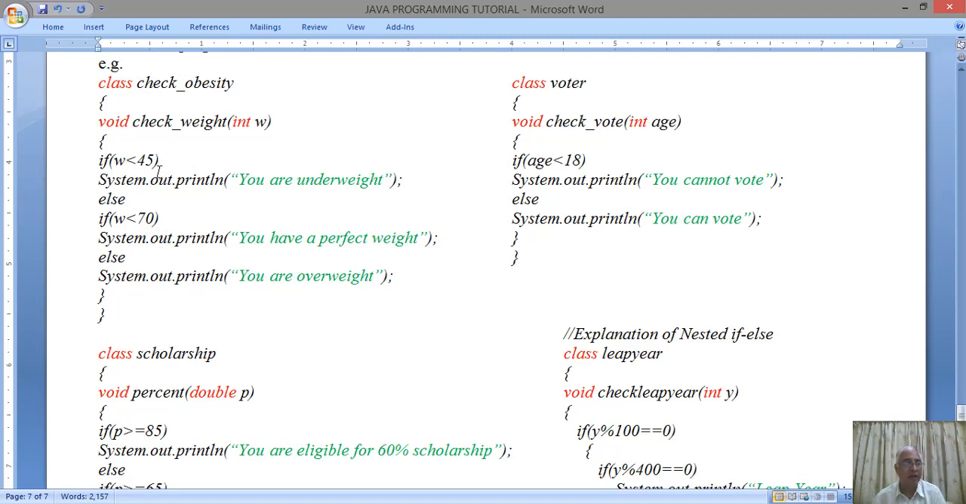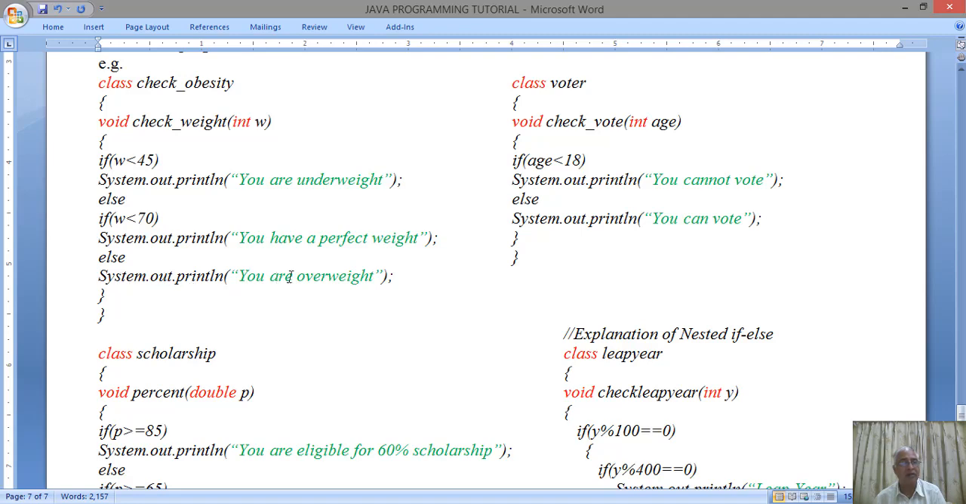Now this program is actually controlling the statement as per the weight of the person. The weight here is less than 45, here less than 70. Else is being used here, which controls the situation between 45 and 70. So this statement will be for between 45 and 70, this statement will be for less than 45, and this statement will be for above 70 of weight.